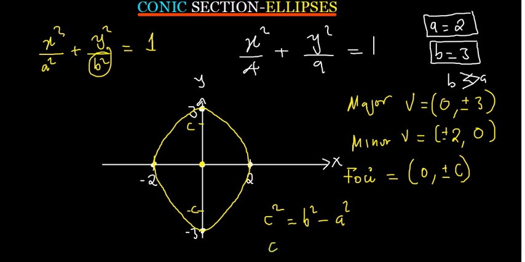So in this case, c squared is going to be, we found that b was 3 squared minus a was 2 squared. So 3 squared is 9, 2 squared is 4, 9 minus 4, that is 5. So c is going to give us positive or negative square root of 5, meaning that the foci is going to be 0, comma, positive or negative square root of 5. So this is the foci for this ellipse, and that is how we are able to find it. Well, let's look at another example.